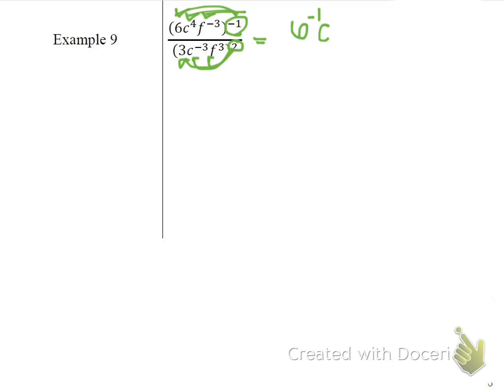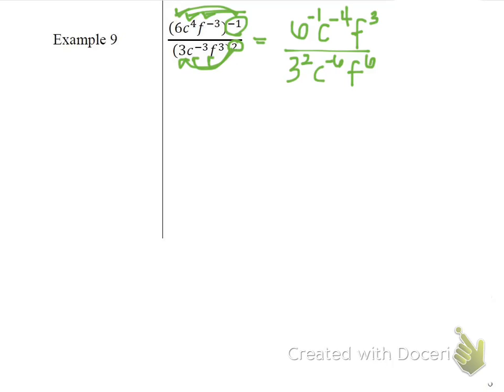Now we are multiplying the exponents. So c to the what? Negative 4th. It's a power to a power, so you're multiplying. F to the what? Negative 3 times negative 1 gives me positive 3. Over 3 to the 2nd power. C to the negative 3rd to the 2nd power gives me c to the negative 6th. And f to the 3rd to the 2nd power gives me f to the 6th.